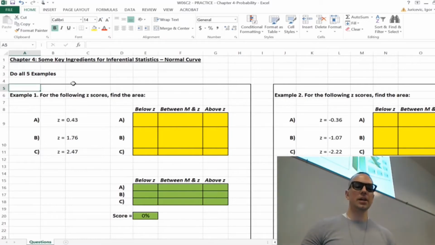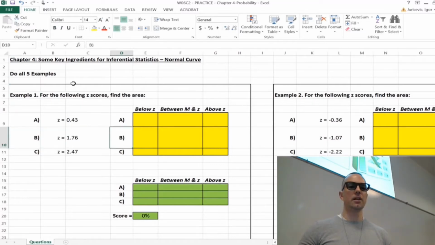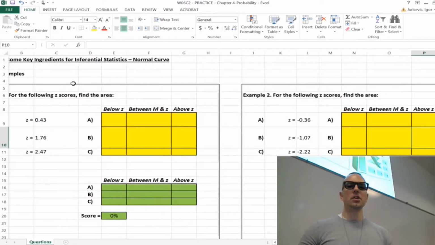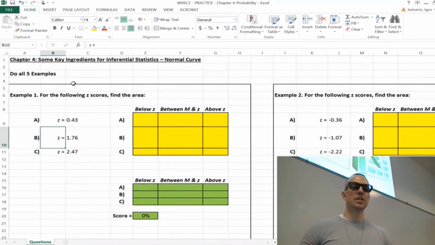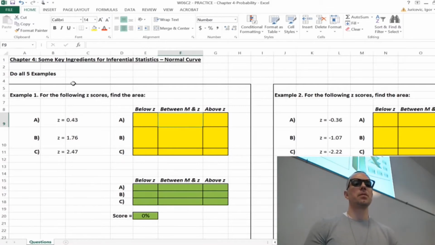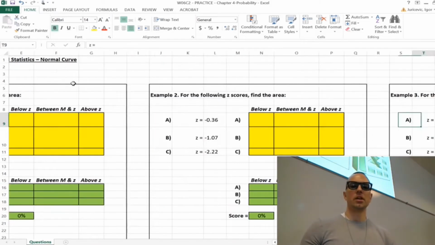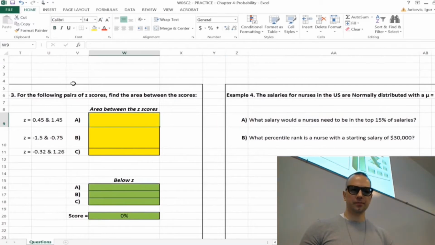So there's 2 questions here. And what you want to do is really make sure that you know how to use that table. So what we're looking for here is for each of these z-scores, you want to put into these answer cells what percentage is below that z-score. So what percentage of the normal curve is below the z-score? What percentage of the normal curve is between the mean and your z-score? And what percentage is above the z-score? And those are the 3 areas that you are most interested in. That's going to cover about 99% of all these situations. So we have a few of those to do.